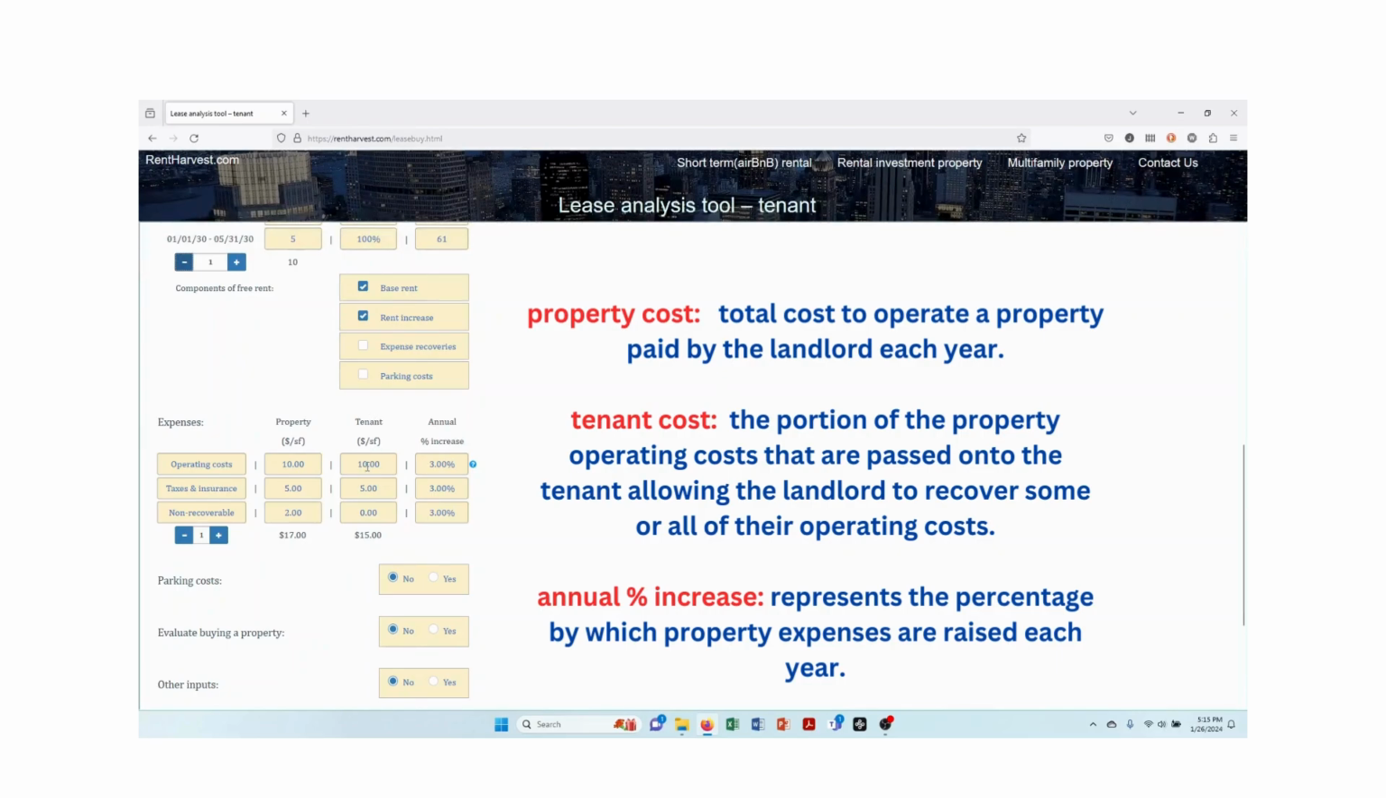In this column, we have the tenant costs that are reimbursed to the landlord. So we are analyzing a net lease in this example, and we are assuming that the operating costs, taxes, and insurance are fully reimbursed by the tenant to the landlord. So effectively, the tenant is sending money to the landlord to cover these expenses, and the landlord is paying the bill for the services provided.